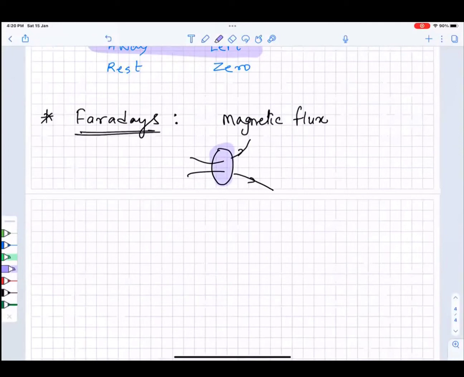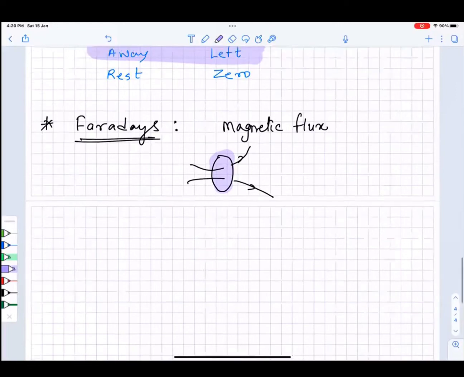What if the magnetic flux is constant? It means your magnet is constant, not moving in and out. You got it? Because when your magnet moves in and out, look at this.